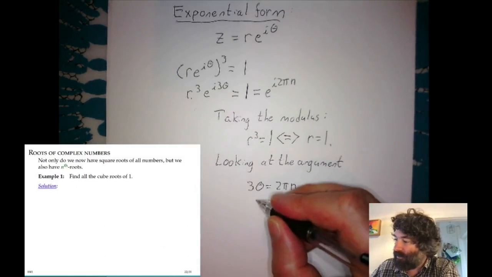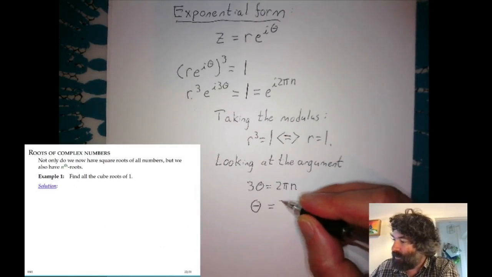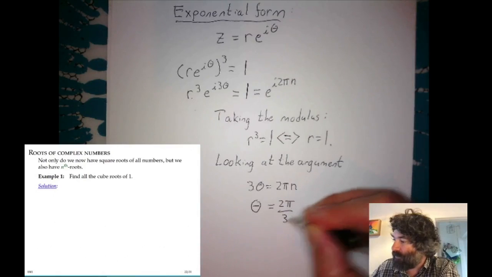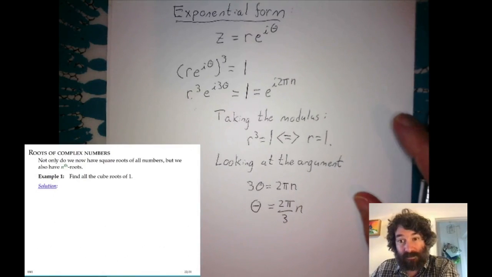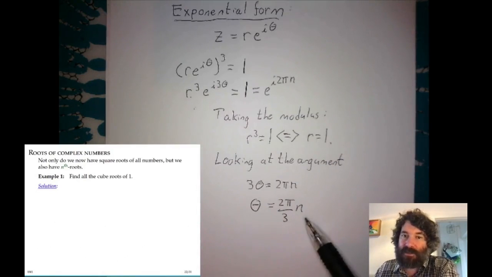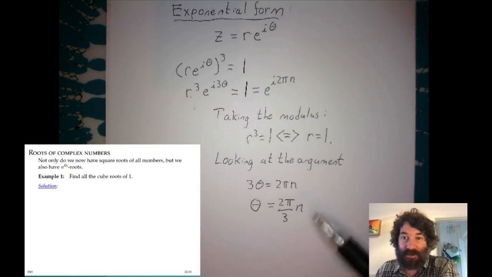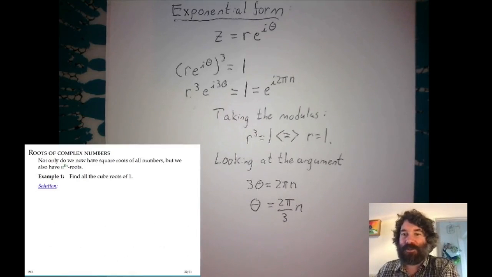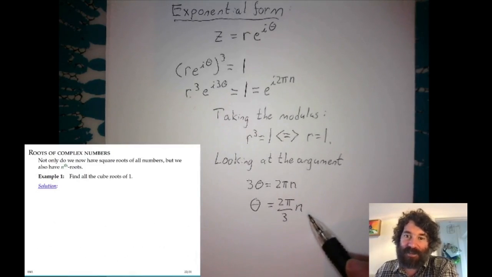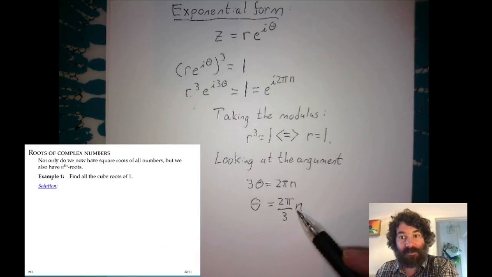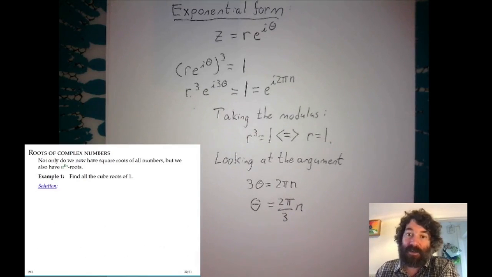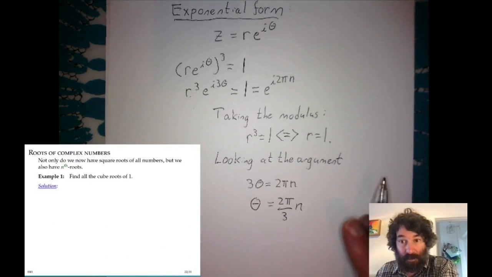And so if we divide by 3, we get that theta can be 2 pi divided by 3 times n. Okay, so this gives us an infinite number of possibilities for theta. But actually there's only 3 solutions to z cubed equals 1, 3 cube roots. We know that for a third degree polynomial there should be 3 solutions. And so really only 3 values of n give us distinct complex numbers. This is because when we add 2 pi to theta, we get another complex number which is the same. That follows from Euler's formula.